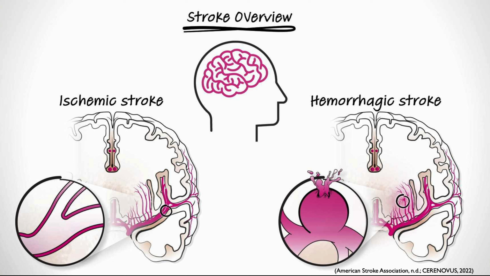Ischemic strokes account for 87% of all strokes. Hemorrhagic stroke is when there's a brain aneurysm or weakening of the blood vessel that ruptures and bleeds into the surrounding brain, compressing the brain tissue. Hemorrhagic strokes account for 13% of strokes.